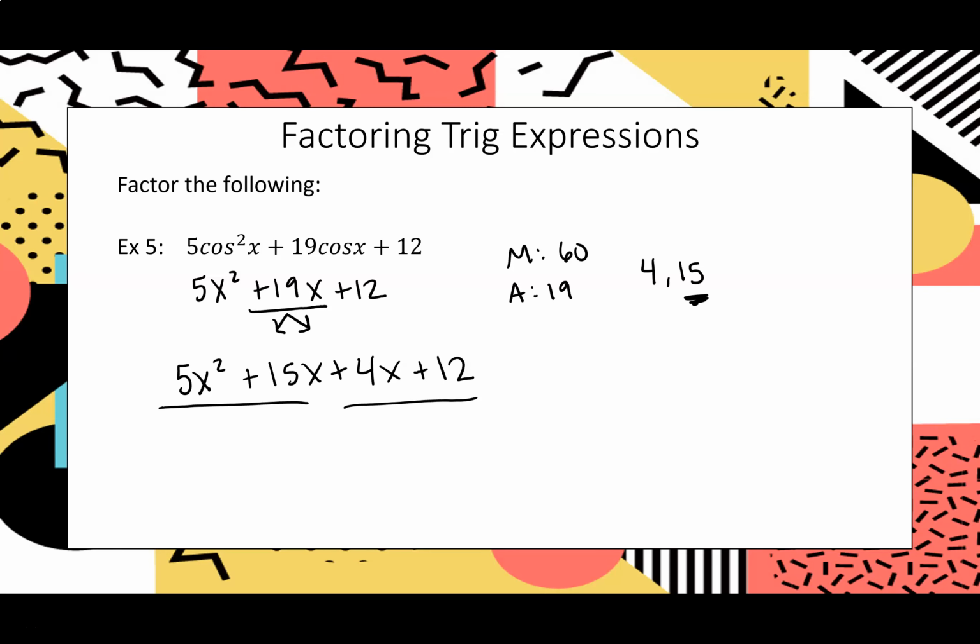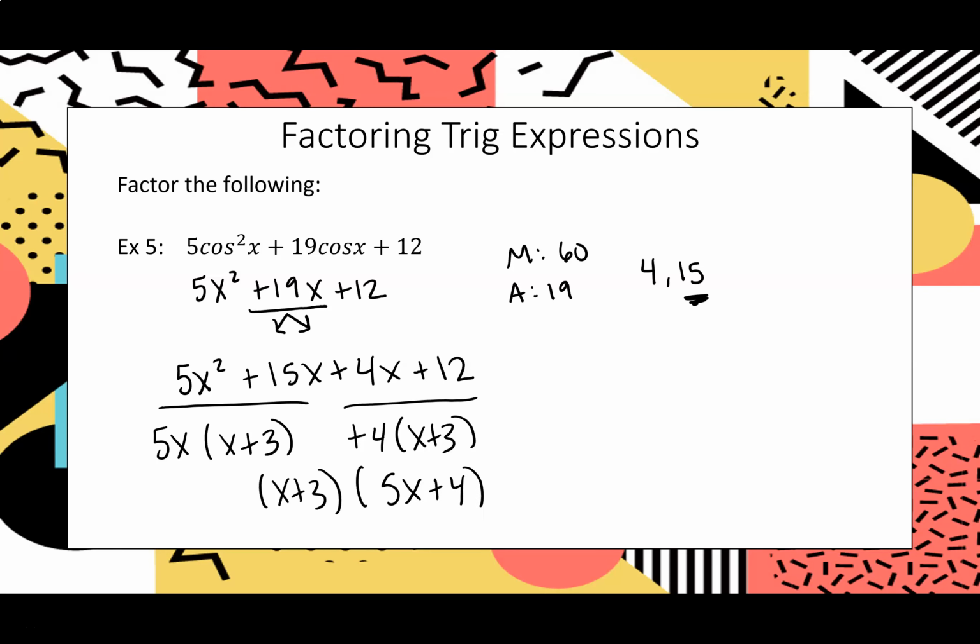Underline, underline, pull out a 5x. That gives me an x plus 3, which means I immediately write x plus 3 here. This, of course, becomes a plus 4. And then I'm left with x plus 3 times 5x plus 4. You could have written it the other way if you'd like.